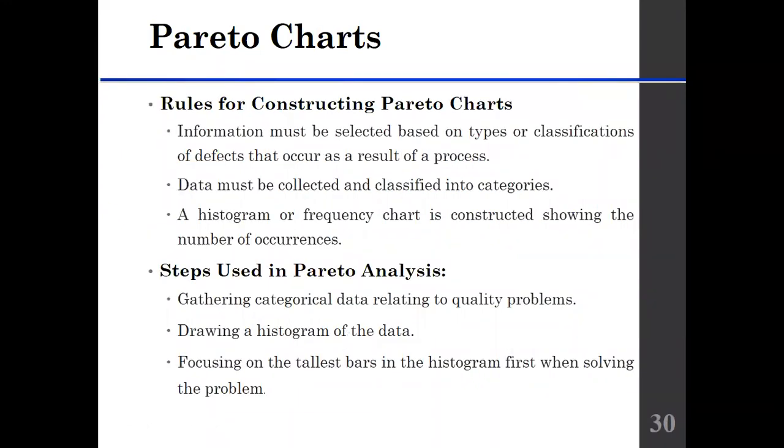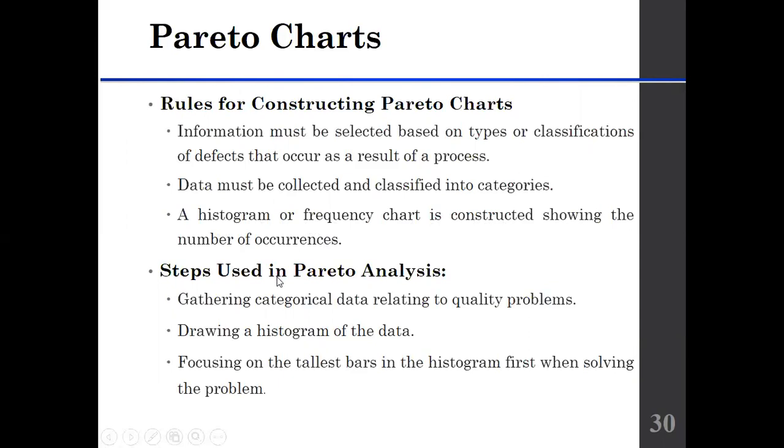There are some rules and steps for Pareto analysis. First, we are going to discuss the rules for constructing the Pareto charts. Information must be selected based on types or classifications of defects that occur as a result of a process. Data must be collected and classified into categories, and a histogram or frequency chart is constructed showing the number of occurrences.